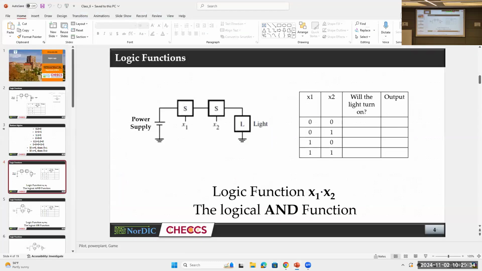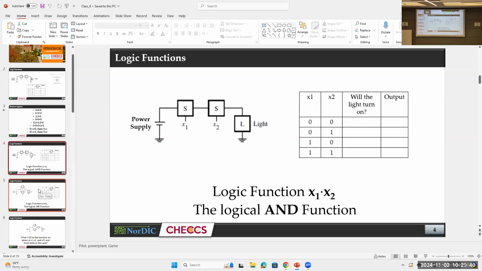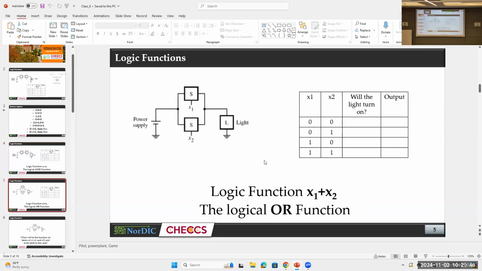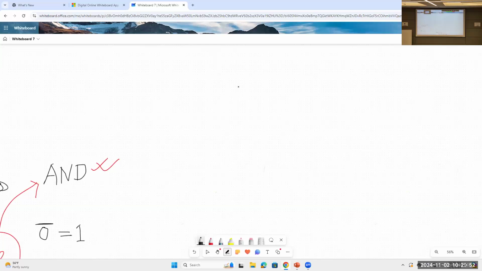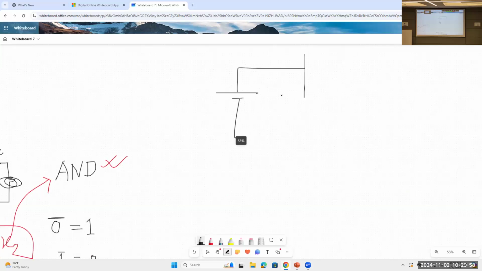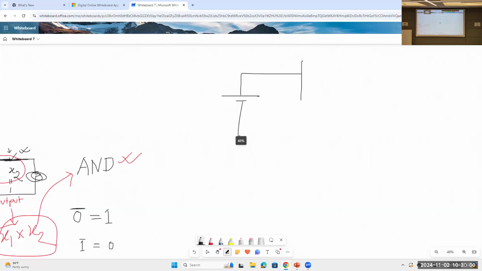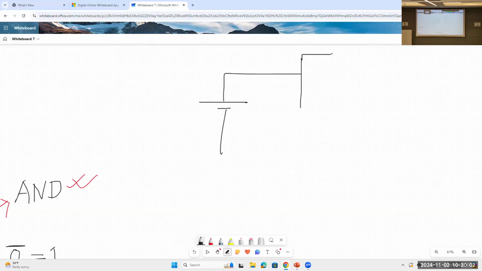So let's move to the OR, and then you will be clear about this AND operation. When you have the whole picture, it will be clearer to you. So let's move to the next circuit. This is very simple. This is the circuit. Suppose now the two switches are connected like this in parallel.